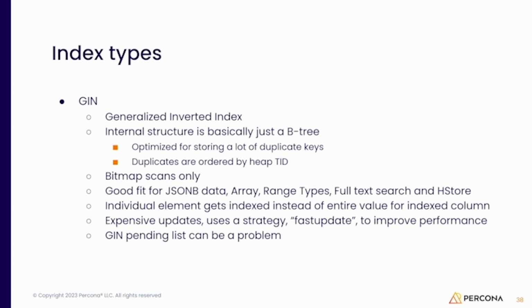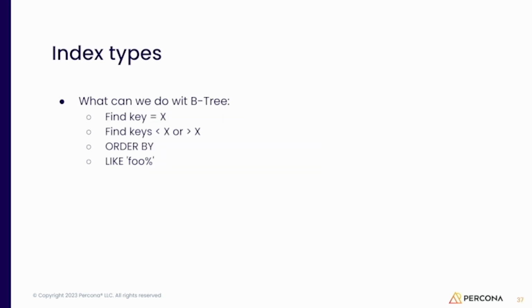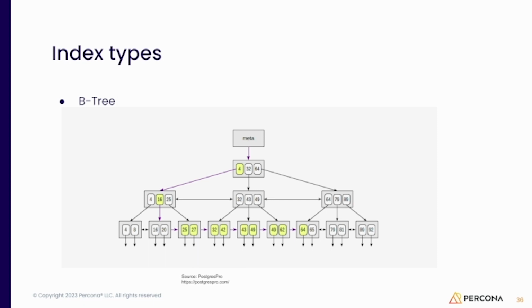So we also have the GIN. It's not the alcoholic thing, but it's also good. It's an inverted index. Does anybody know inverted indexes, how they work? Yeah, good one. Here, if we take a look, we are indexing the key values, and then we have the content there.